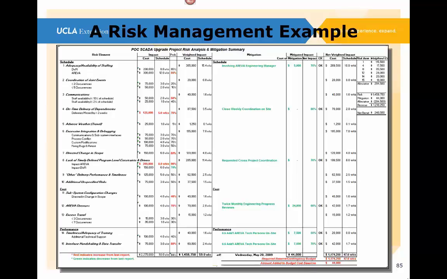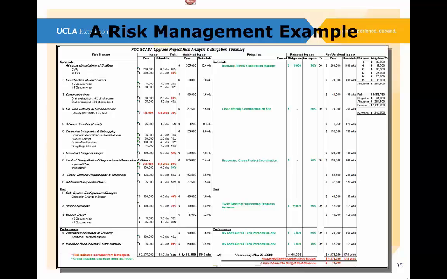For instance, close weekly coordination on site, the second one down. There was no cost for that, but yet by having close weekly coordination, that could be done on site because we had people on site. We could reduce the impact of that on-time delivery for dependencies, which was very significant.